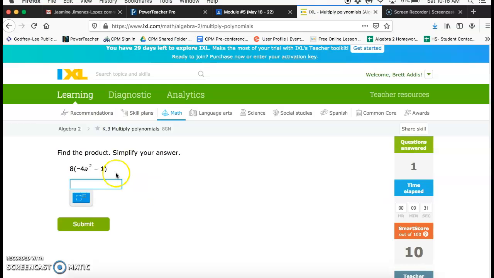Okay, here I'm going to distribute. So I'm going to multiply the 8 to the negative 4a squared and the 8 to the negative 1. So I get a negative 32 a squared, hit the right arrow key to get out, minus 8.